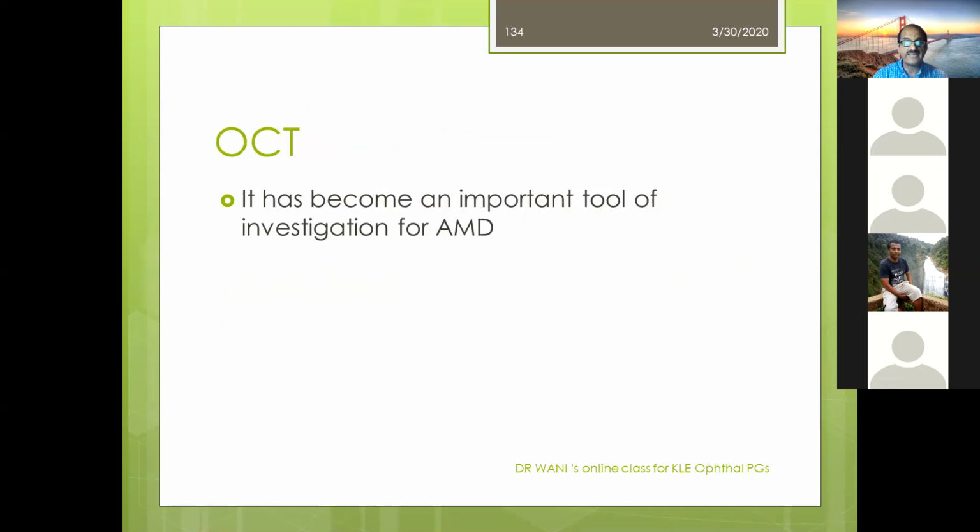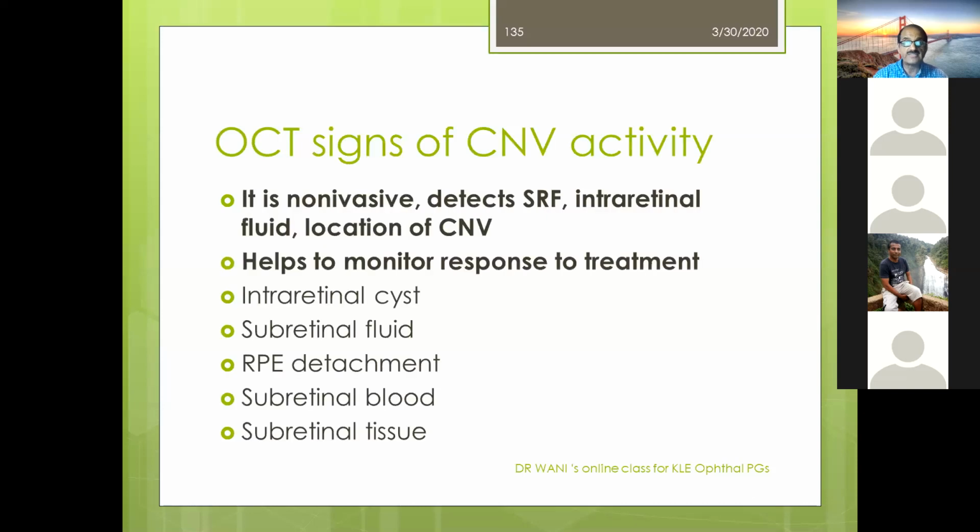Now coming to another investigation, OCT. It's one of the most indispensable investigations in AMD, and it is non-invasive. It detects subretinal fluid, intraretinal fluid, and location of the CNV, and it helps to monitor the response of the patient to treatment. So most of the trials of AMD involve OCT. They will give an injection and see every month whether it's responding or not.